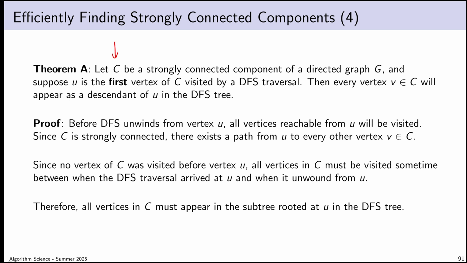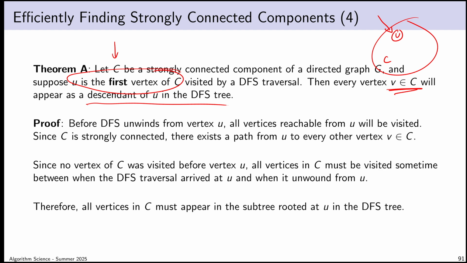Okay, so the very first one is, let's suppose that we have some strongly connected component called C of a directed graph G. And now suppose that I'm in the middle of a DFS traversal. It doesn't make any difference where I started the DFS traversal. Just suppose that I have this component called C, and there's a vertex U that is the first vertex of the component visited during this traversal. Theorem A states that every vertex in the component must appear as a descendant of vertex U, the first vertex of C visited, in my DFS tree.